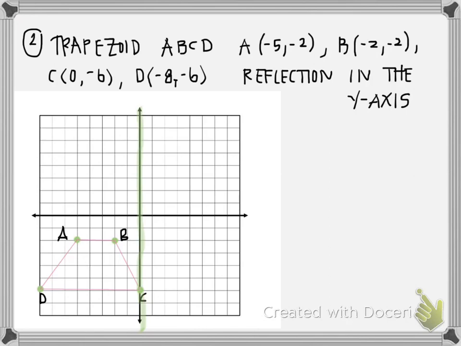Okay, so B prime is going to be 2 units. A prime, 1, 2, 3, 4, 5, is going to be 5. 1, 2, 3, 4, 5. C prime is going to stay the same. Okay, so we'll have A prime, B prime. This is now going to be C prime as well, and D prime.